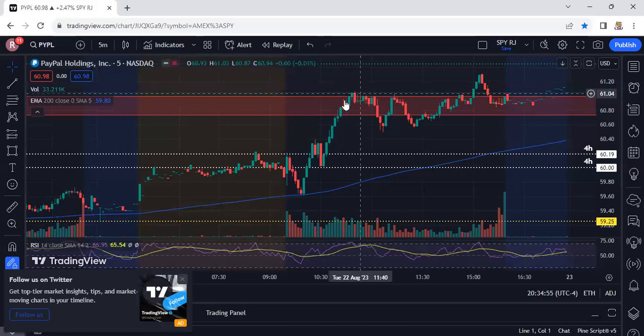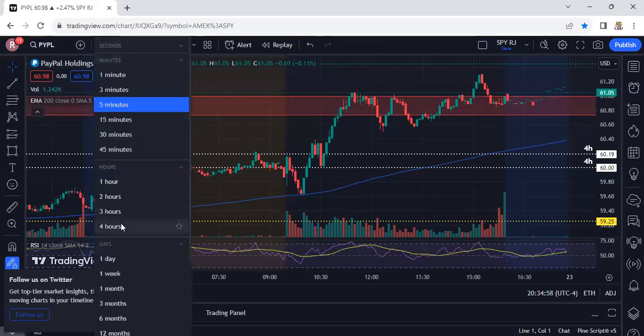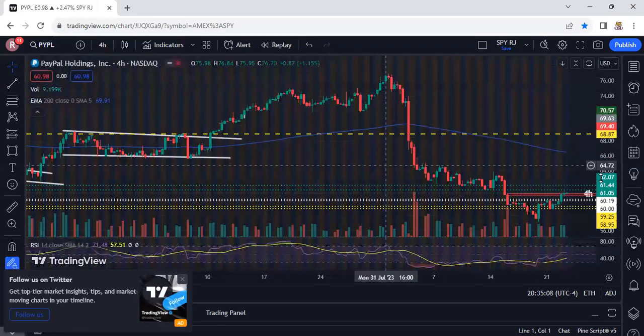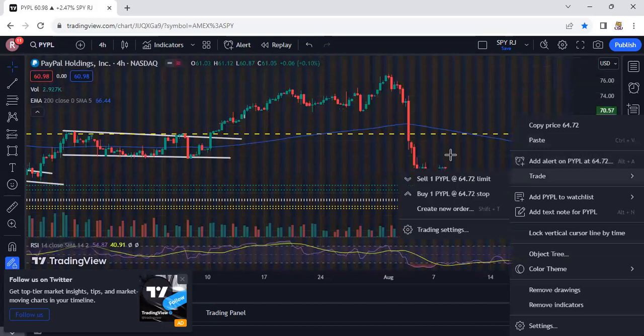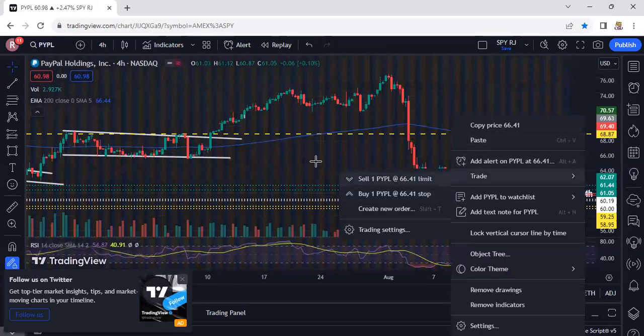And where did it take off to? To this red box. Notice what we just did with SPY and Apple: we use levels and a mixture of zones. Now, if I'm looking at my 4 hour right here, let me show you this.